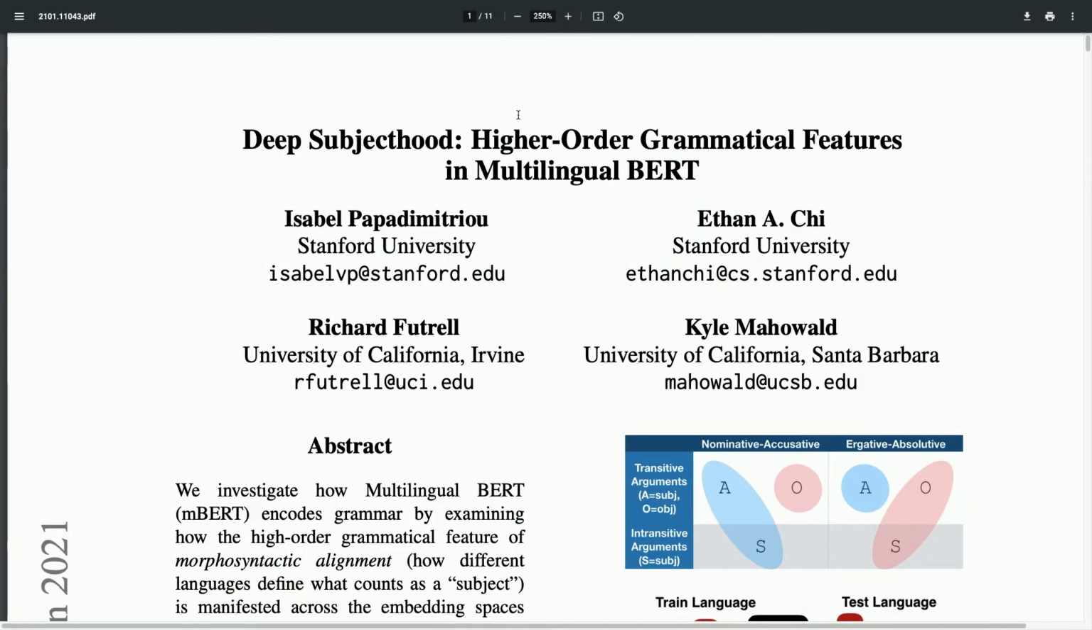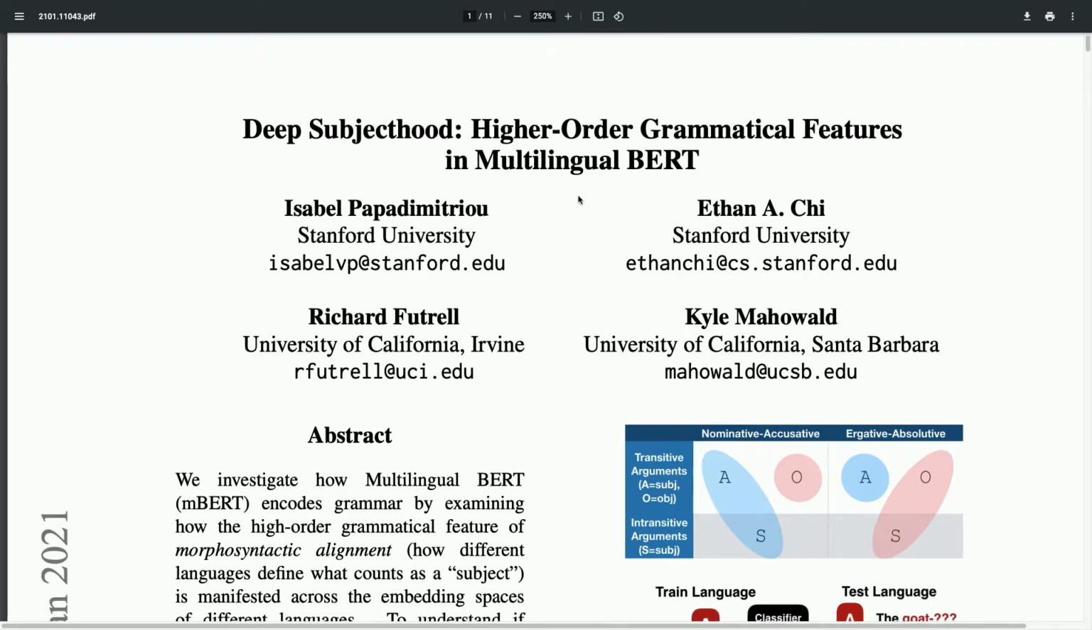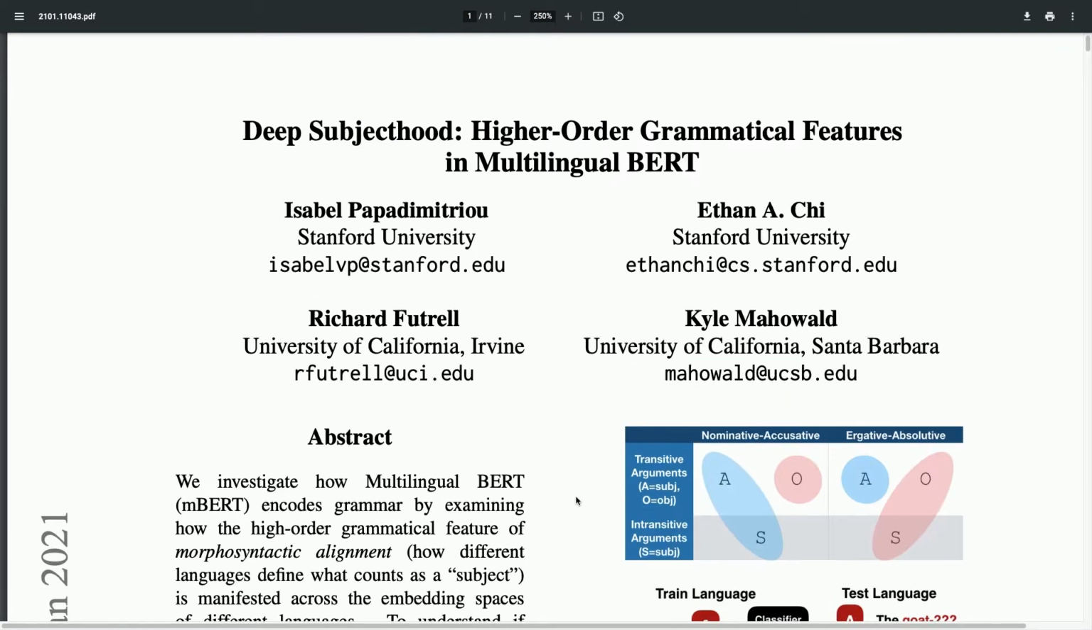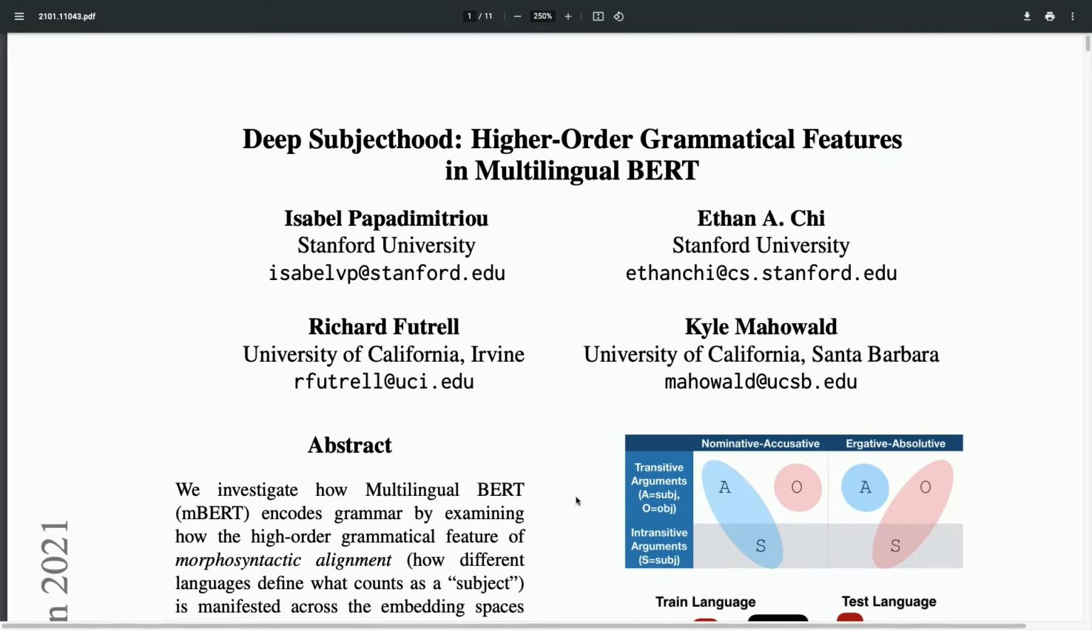Today we're looking at the paper Deep Subjecthood, Higher-Order Grammatical Features in Multilingual BERT by authors from Stanford University and University of California in Irvine and Santa Barbara. The goal of this paper is to understand whether and to what extent large pre-trained models are capable of encoding abstract high-order features of the grammar of 24 languages.